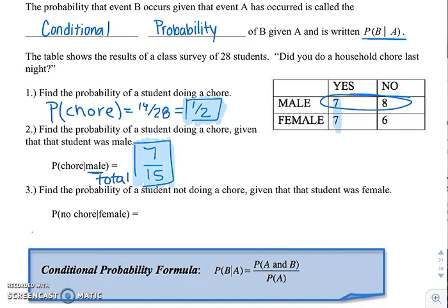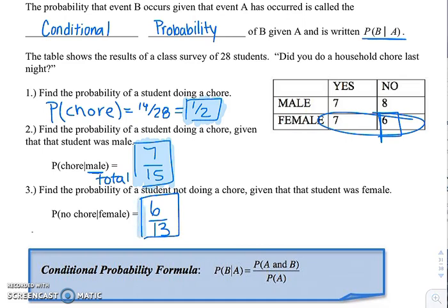Find the probability of a student not doing a chore, given that the student was female. So again, out of the females then, there's 13 females. Probability that they did not do a chore is 6 out of 13. So you're finding the probability of one thing, but it's given something else. So there's sort of like a protocol there, or a guideline. So there is a formula for conditional probability.